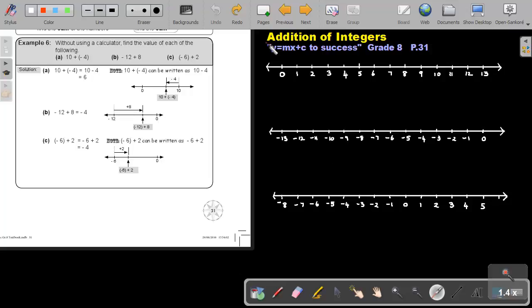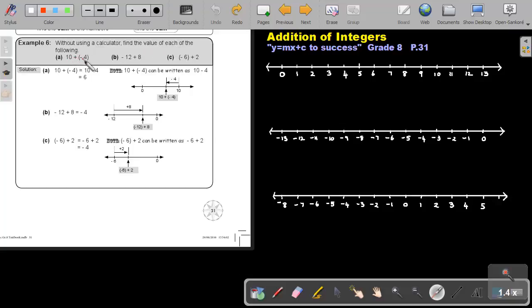Part 5, we are going to continue with addition of integers. You will find this on page 31 in the Namibian Mathematics Grade 8 textbook. Let's look at a few examples. Without using a calculator, find the value of each of the following.